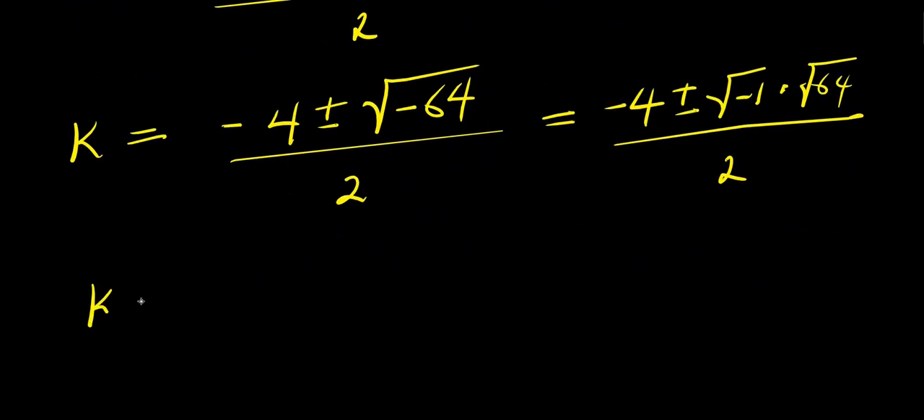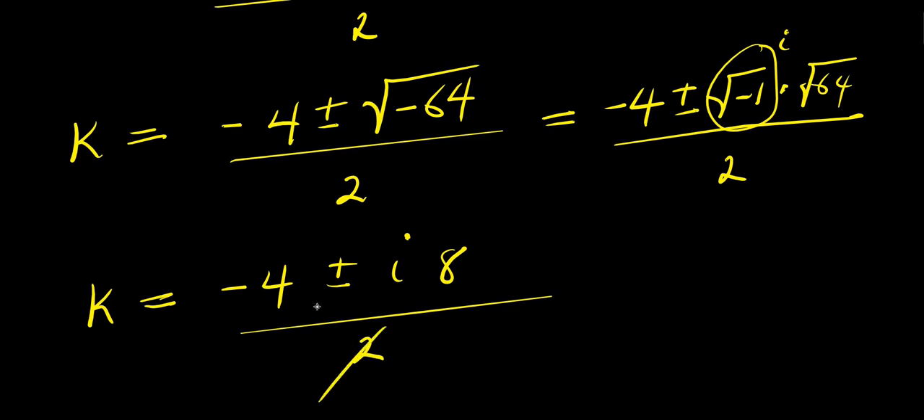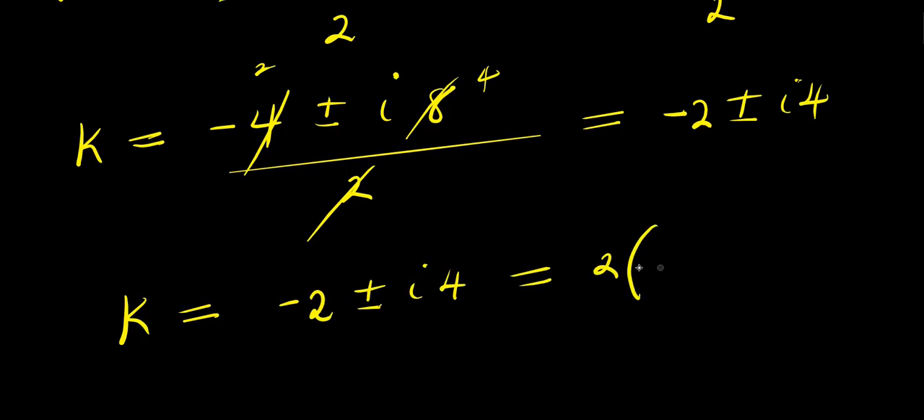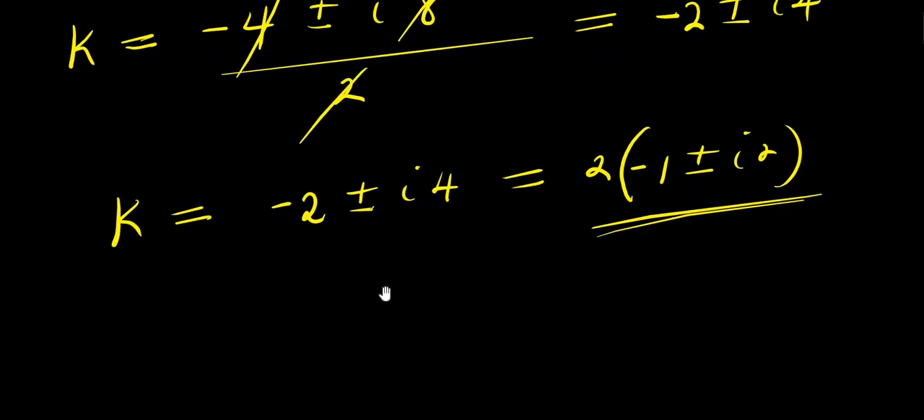So from here, k equals negative 4 plus or minus i times 8, divided by 2. The 2 cancels, and we have 4. So this equals negative 2 plus or minus i times 4. So from here we have k equals negative 2 plus or minus i times 4, which is the same thing as having 2 times negative 1 plus or minus i times 2. So you have two complex values for k.